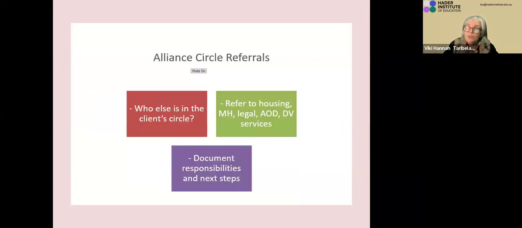Your alliance circle referral, so who's who in the zoo, who's your wraparound support for the client, who else is in their circle already, and then who would we refer out to? Might be housing, mental health, legal, AOD and DV services, and then document the responsibilities, who's going to do what, the client or you or others, you're doing this together, and then what are the next steps?